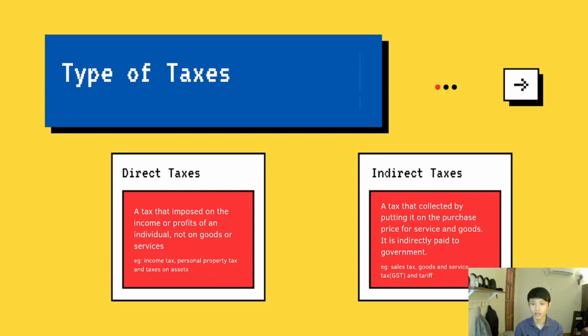Indirect taxes is a tax that is collected by putting it on the purchase price for service and goods. It's called indirect tax because it is indirectly paid to government. As example, we have sales tax, goods and services tax, which is GST, and tariff. That's all from me. Thank you.